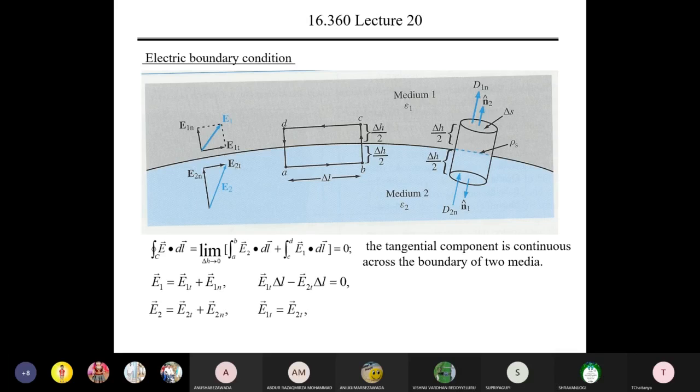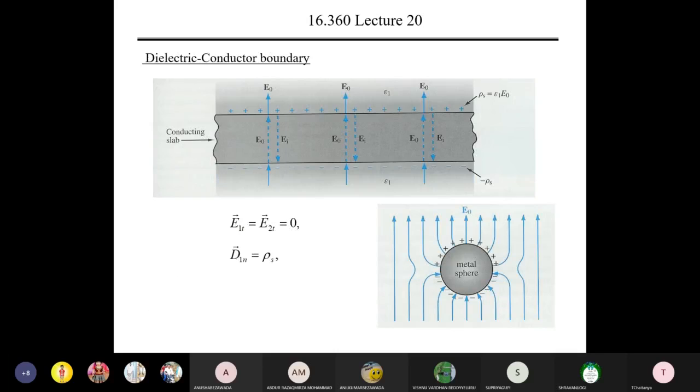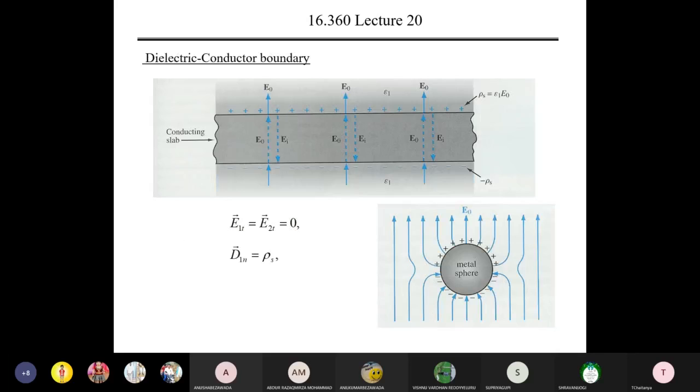So this is the explanation of the electric boundary condition. And from this cylinder we can find that Dn1 minus Dn2 equals rho s. See here, that is the basic concept behind the boundary conditions. Let us go to the application of boundary conditions.